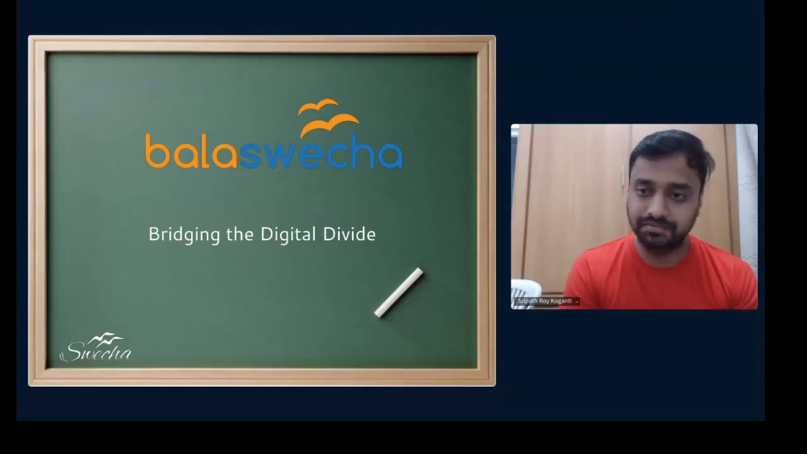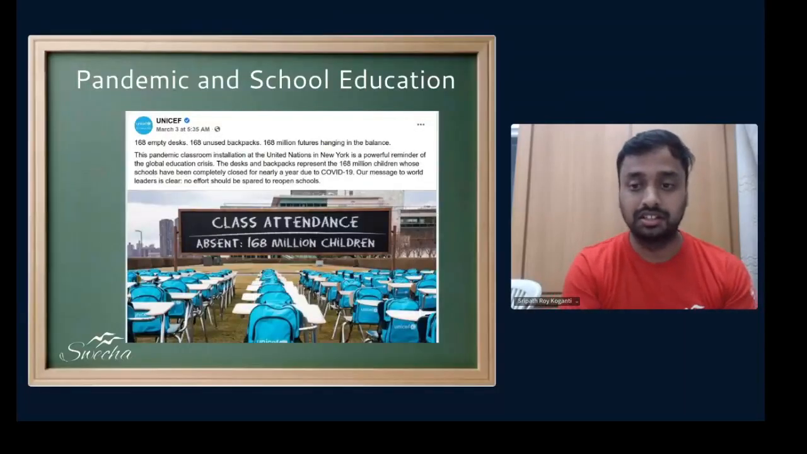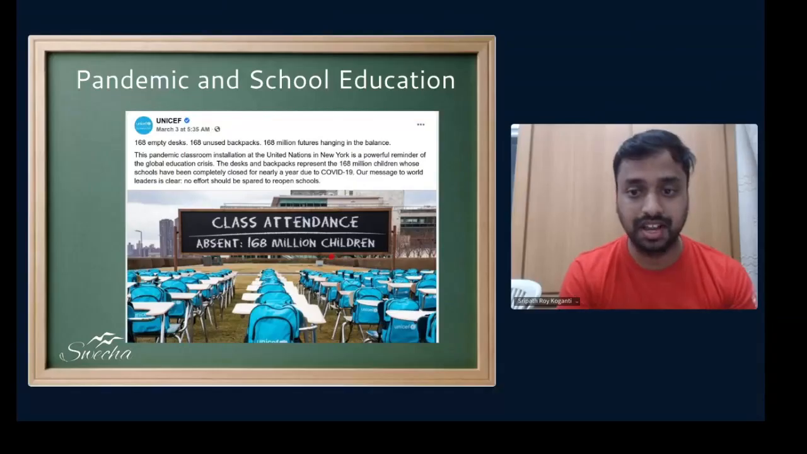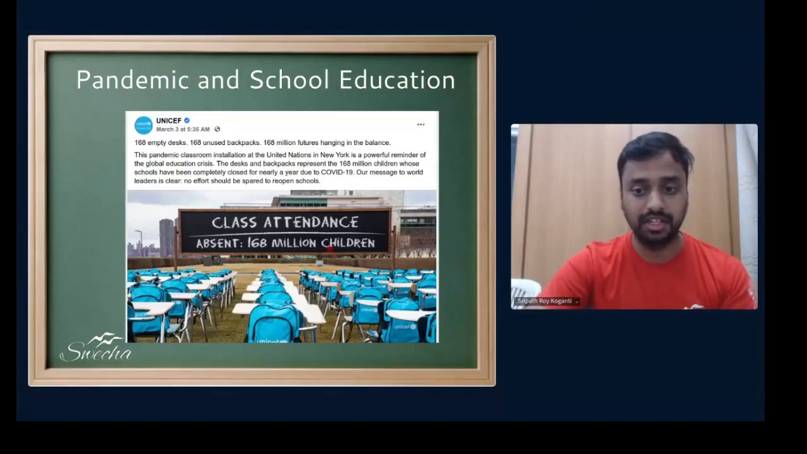But there are a lot of people who are away from that. It is really sad to say that there are around 16 million students who were out of classroom in the last year of the pandemic. They didn't have any classwork, they didn't have any school, and they were completely out of education.